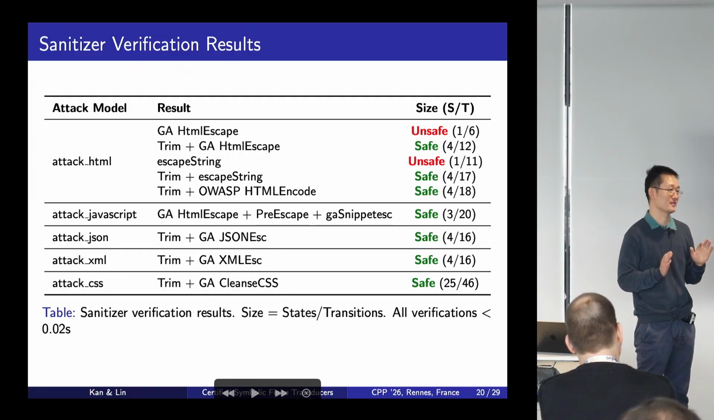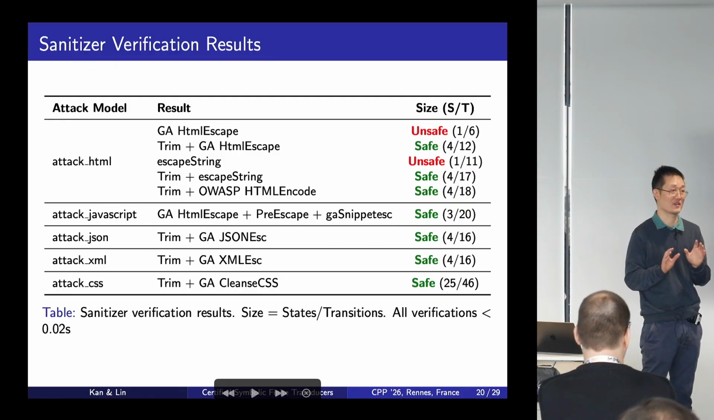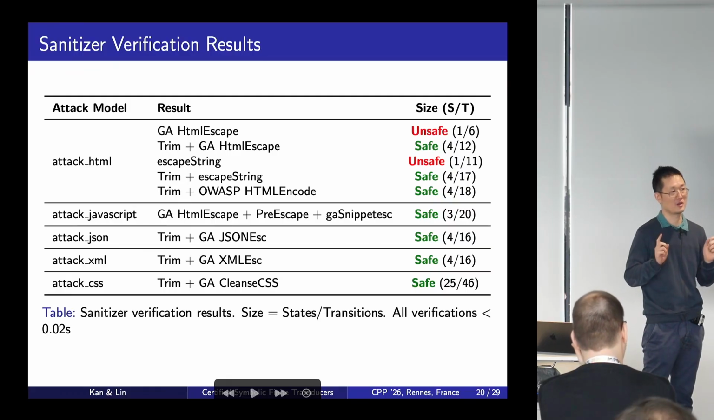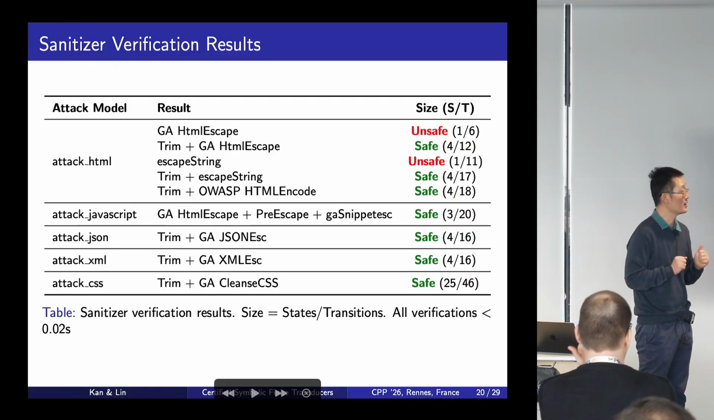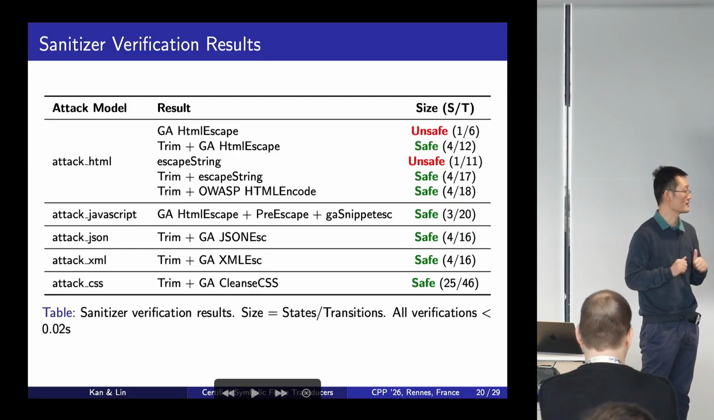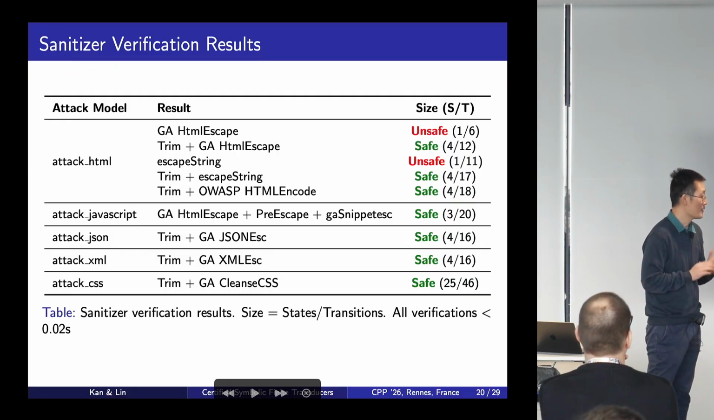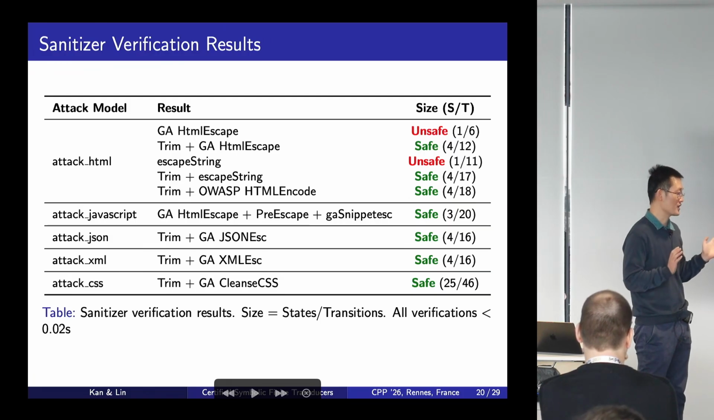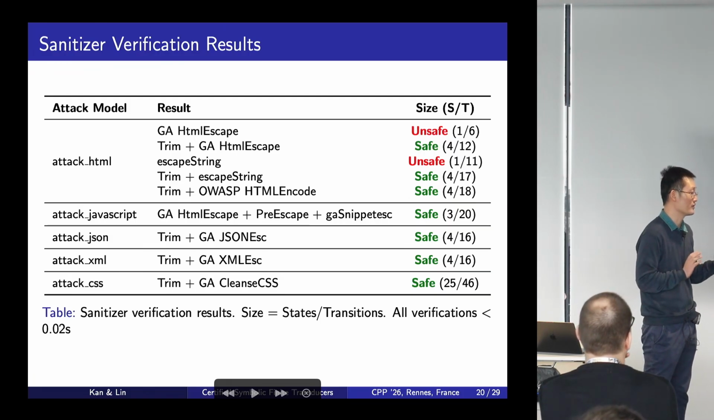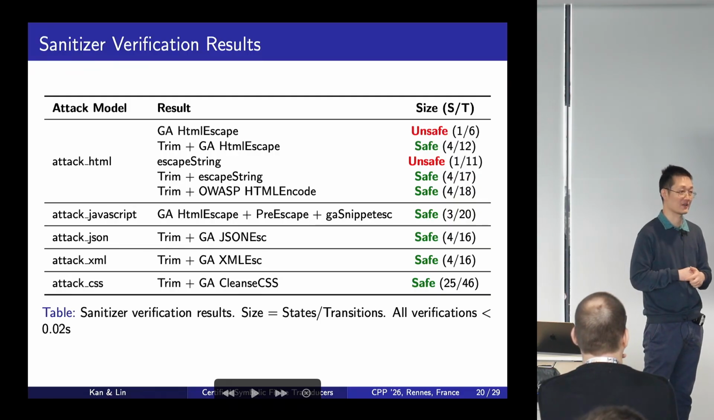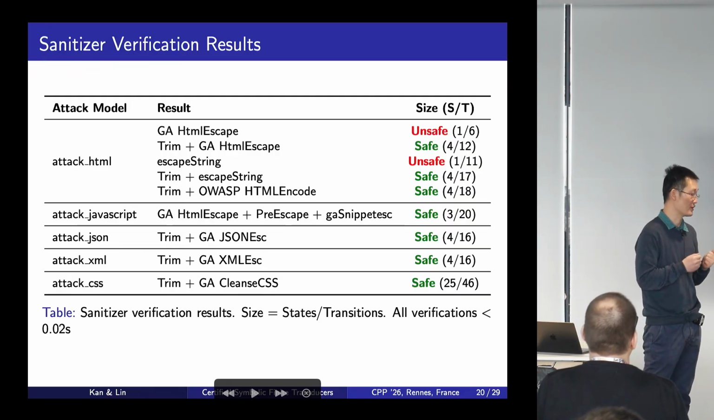So this means that when we write or use the sanitizer, we must be careful to not miss some sanitizer, to not reorder some of the sanitizer, to make it safe. But the verification itself is very efficient. All the verification is below 0.02 second. So it's very efficient verification.